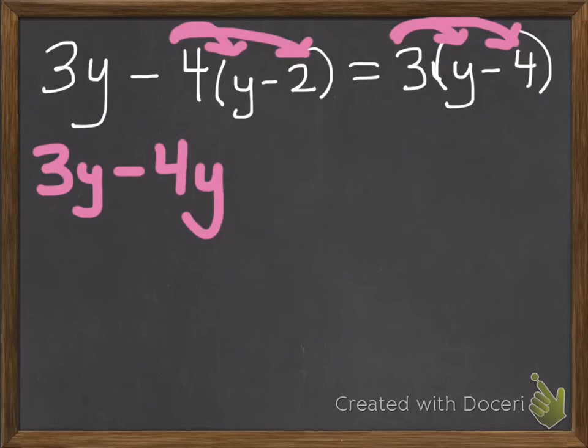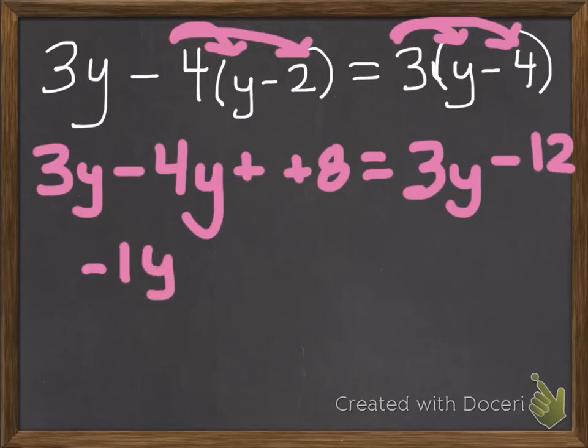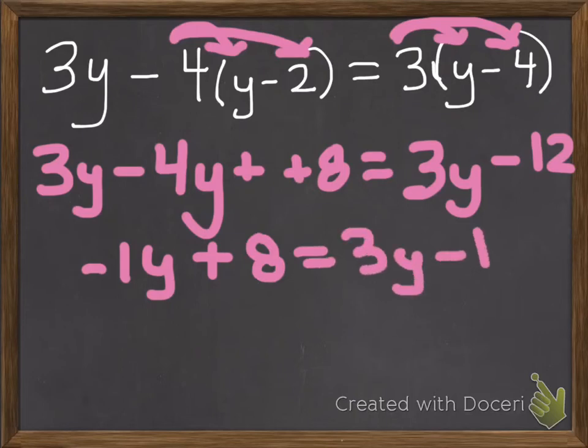And then negative 4 times 2 is going to give me negative 8. And I bring down the minus sign from the parentheses. So this actually becomes a plus 8. Then we have 3 times y, or 3y, minus 3 times 4, or 12. Again, on the left side, I can combine like terms first before combining them across the equal sign. So 3y minus 4y gives me negative y, or negative 1y, plus 8. That equals 3y minus 12.